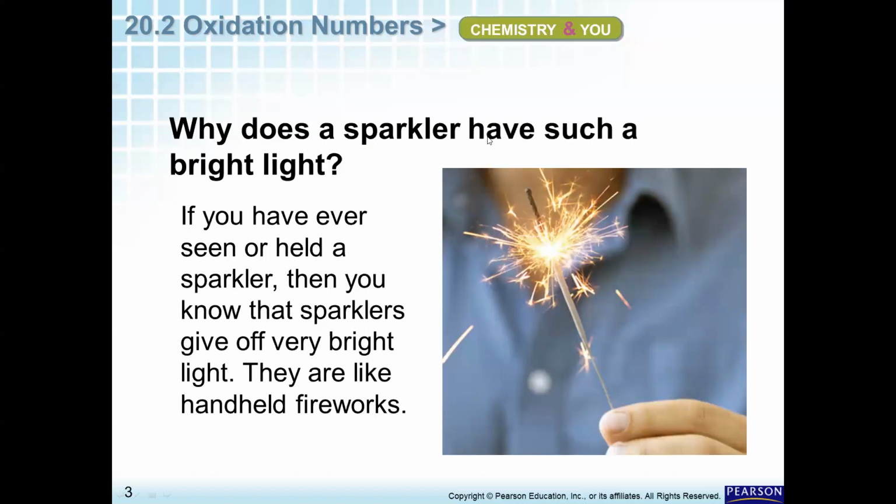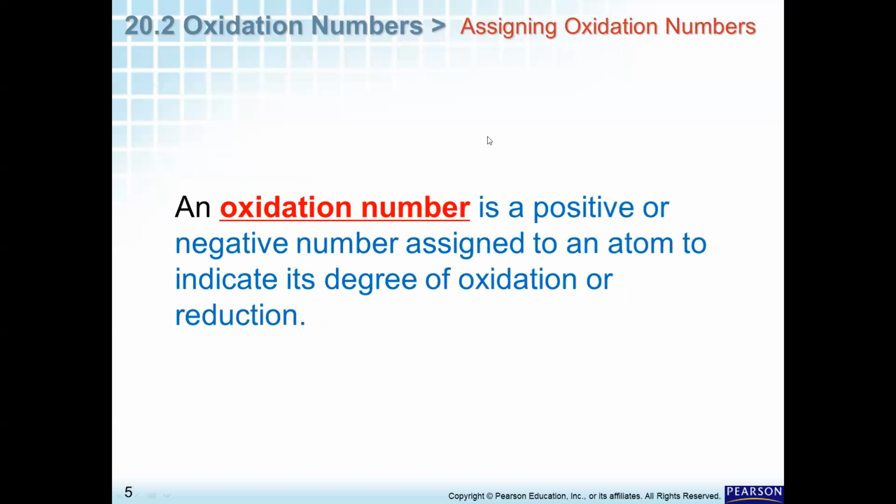Having that in mind, this is about the sparkler. It's asking you why it is a bright color, because it's an oxidation. Let's move on. What is an oxidation number? What is the definition? Is it the same as the charge that we keep talking about? No. Sometimes it is, sometimes it is not. So an oxidation number is a positive or negative number. It could be positive, could be negative, or it could be 0 in some cases. And it is assigned to an atom to indicate the degree of oxidation or the degree of reduction.